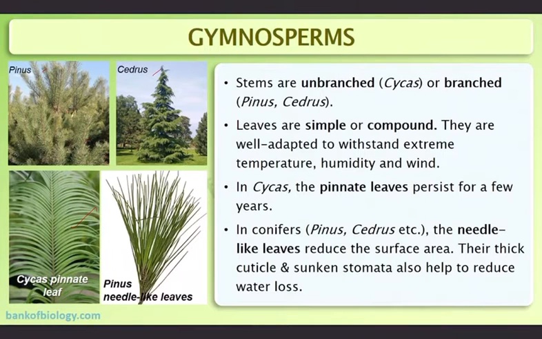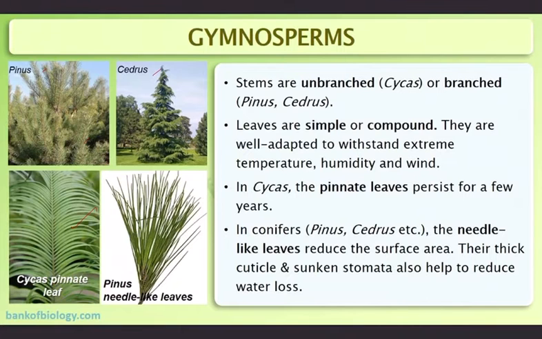Along with the needle shape, they have a thick cuticle. The presence of the cuticle will prevent the evaporation of water. And then the third adaptation is the presence of sunken stomata. Stomata will normally be bean-shaped or cashew nut shaped.